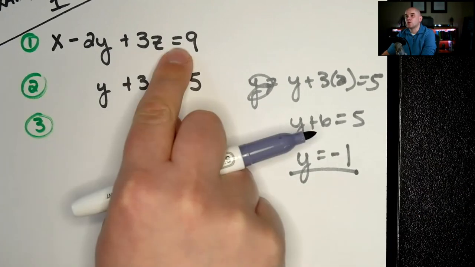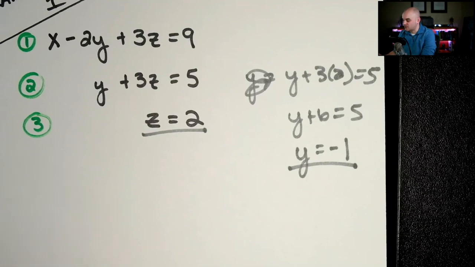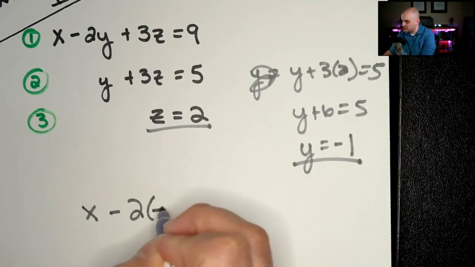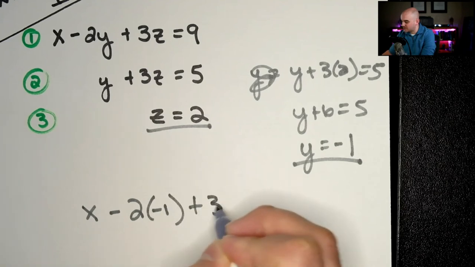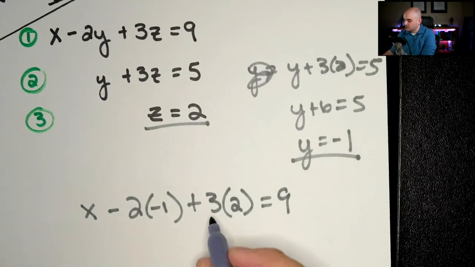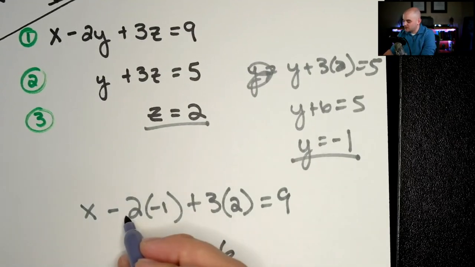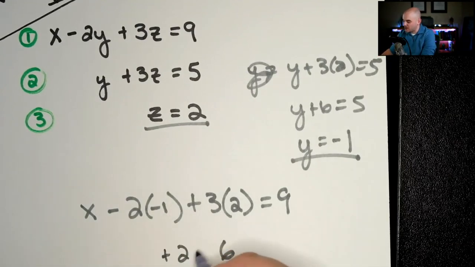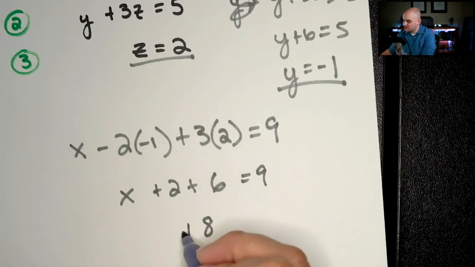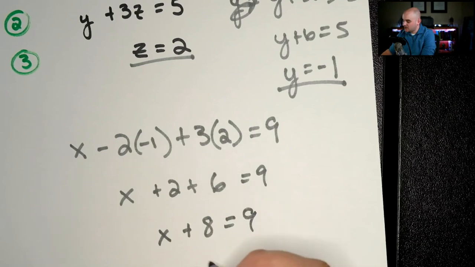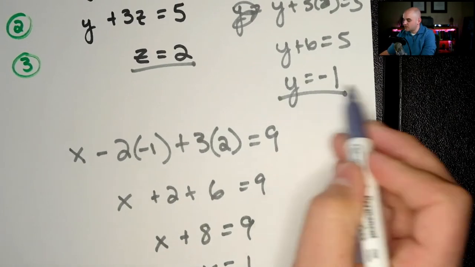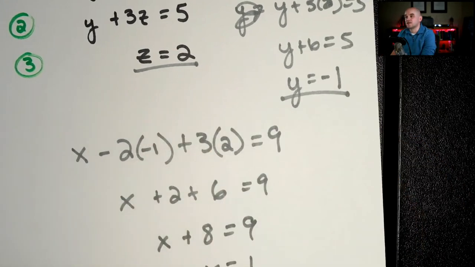I'm going to go up to equation 1 now and put those variables in and solve for x. So x minus 2 times negative 1 plus 3 times 2 equals 9. 3 times 2 is 6. Negative 2 times negative 1 is positive 2. 2 plus 6 is 8. And x is equal to 1. So I got x equals 1, y equals negative 1, and z is equal to 2.